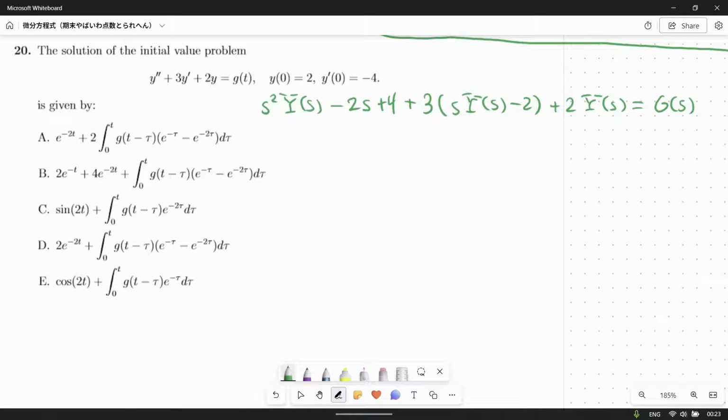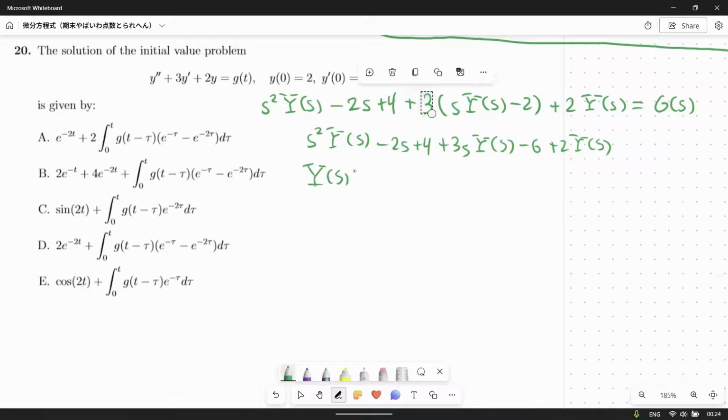And the term that we want is a term of just Y of s. So we want to isolate Y of s. So when we do some simplifications, after combining like terms and distributing things a little bit, you should end up with s squared times capital Y of s minus 2s plus 4, plus 3s capital Y of s minus 6, plus 2 capital Y of s. And then that can simplify again, taking out the Y of s. You can end up with capital Y of s times (s squared plus 3s plus 2) minus 2s minus 2 is equal to G of s.